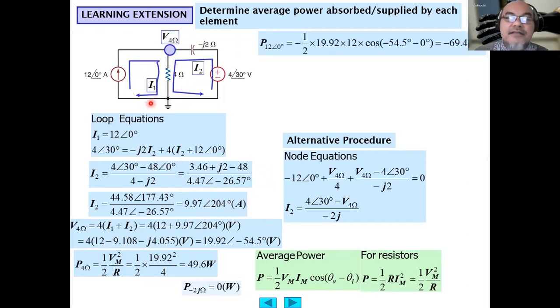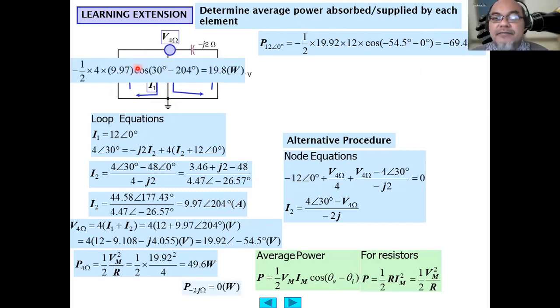Then let's see the power absorbed by the 12 ampere current source. Since it is the supplying current, according to the passive sign convention, it equals minus half times the voltage, which is 19.92, times the current, which is 12, times the cosine of the phase angle difference, minus 54.5 minus 0. So then we obtain minus 69.4 watt power being absorbed. It means actually the current source is supplying power.